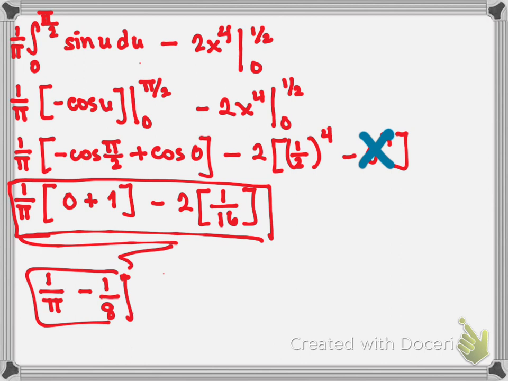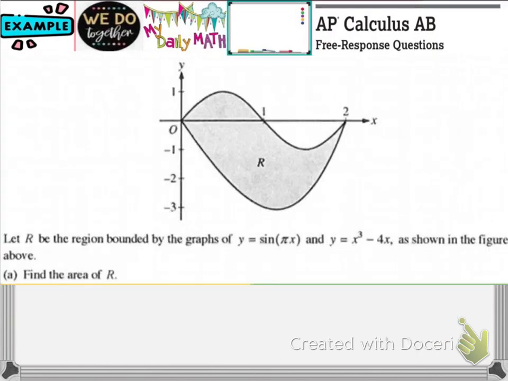Okay, last example. I'm down here. It's a free response question also, and you are only asked to find the area of R. So let's take a look at the graph. Let R be the region bounded by the graphs of y equals sine pi x and a polynomial x cubed minus 4x as shown in the figure above. Find the area of R.